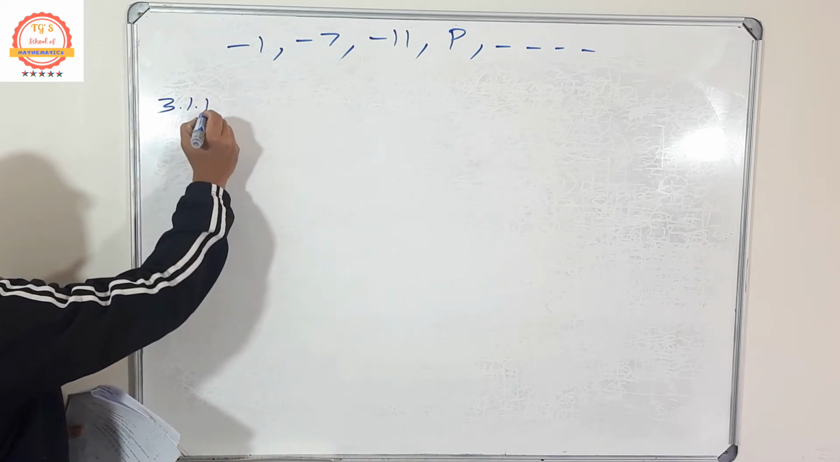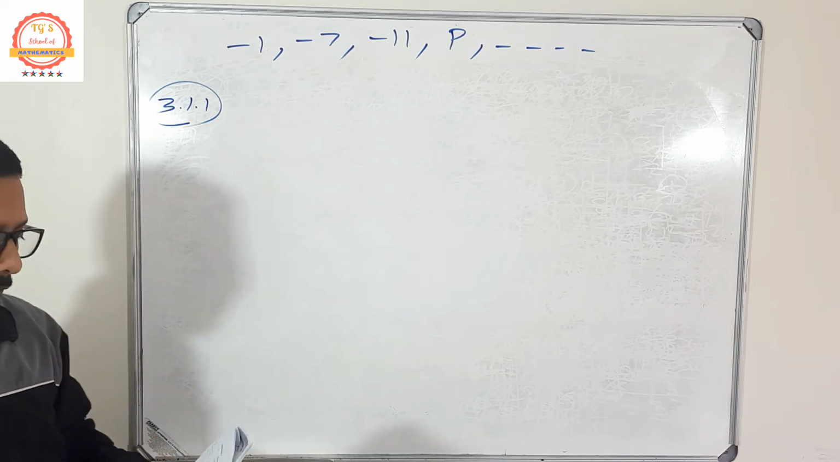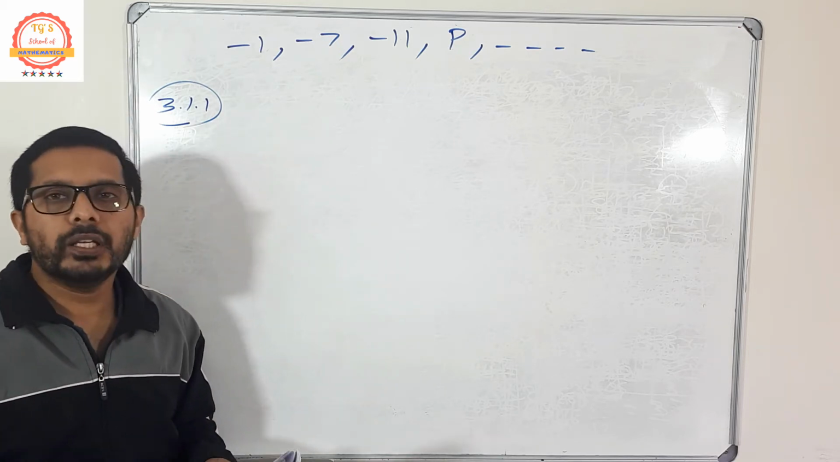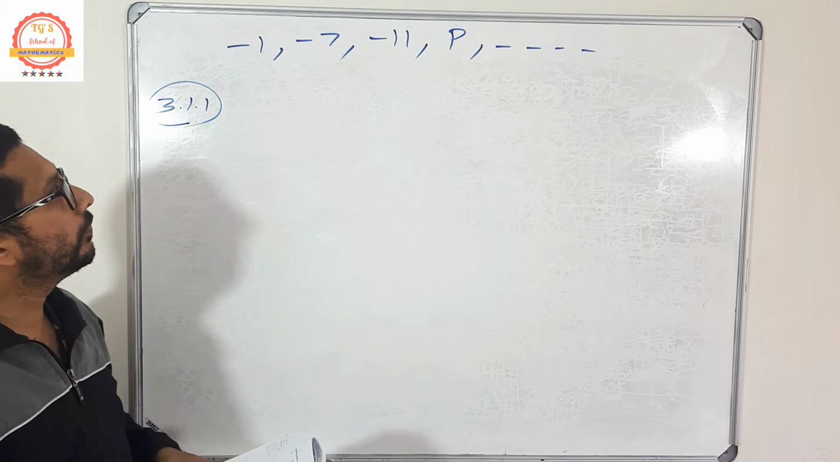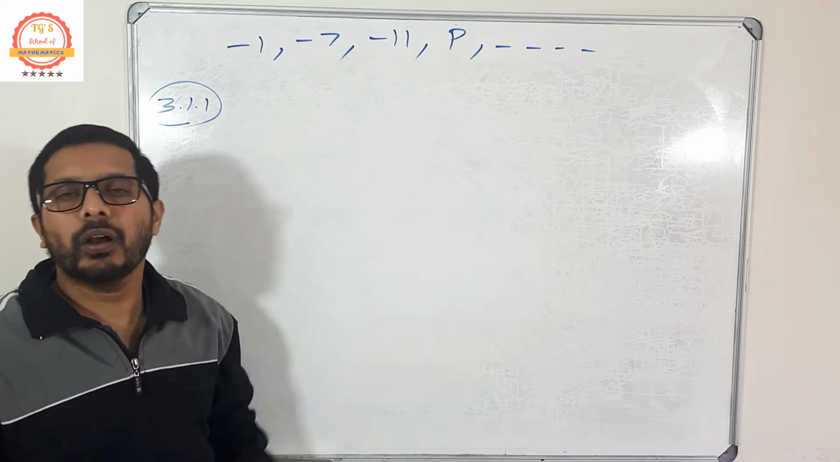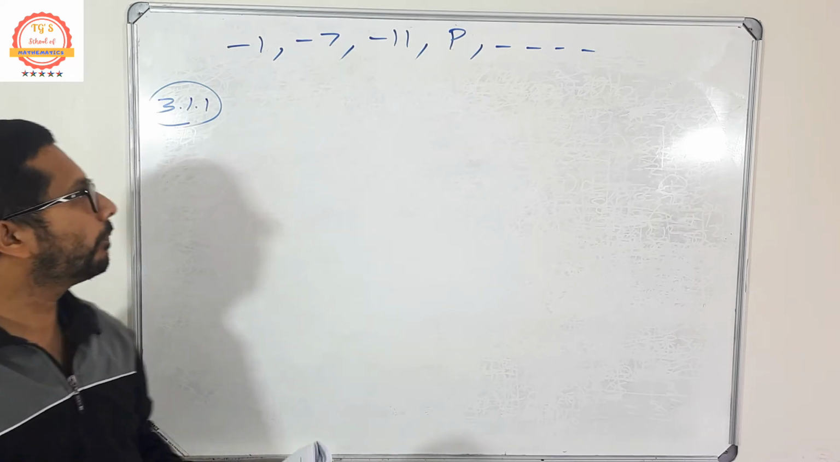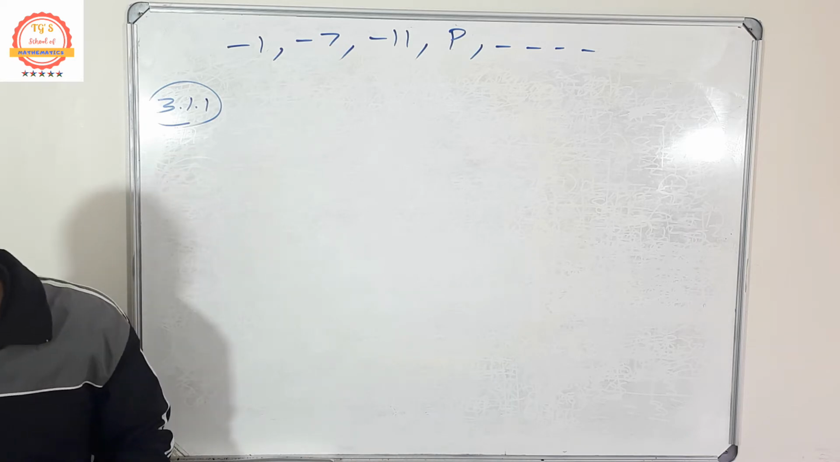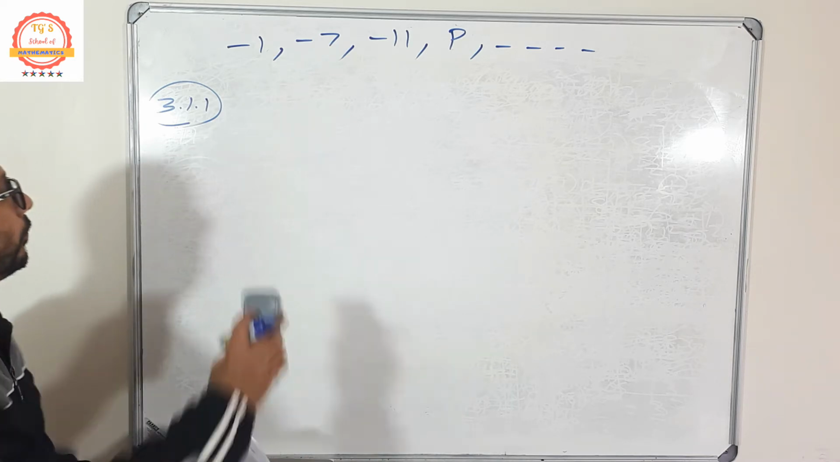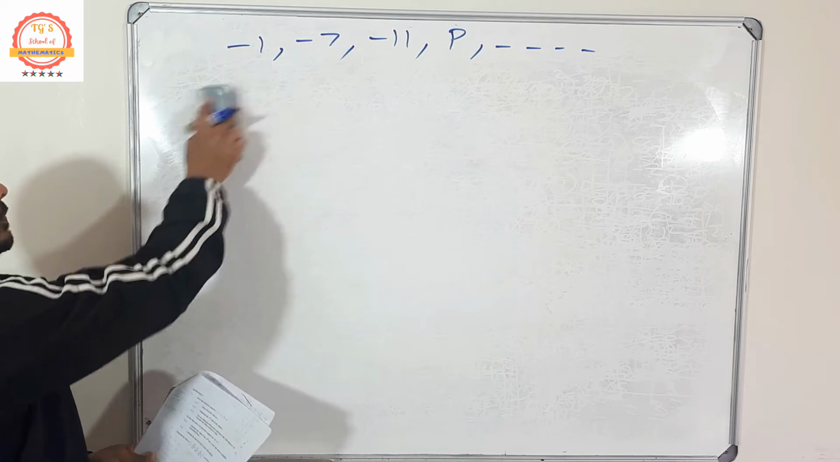What is question number 3.1.1? Write down the value of p. You have to find the value of this p. How can you find that one, guys? So what we can do for this question 3.1.1, let me erase this one.